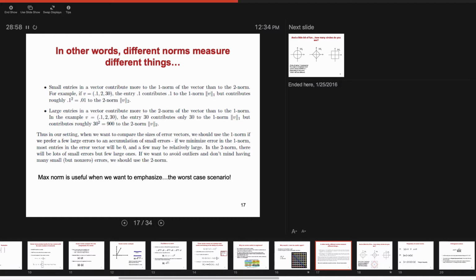You're going to use a different one. That's something you need to think about, because you have a choice of norms. How you design it depends on what you want to pay attention to, what is important, and what your data looks like. So that's something to think about.